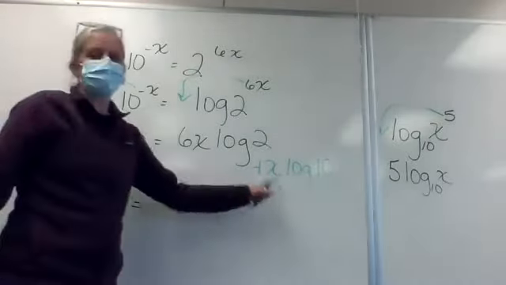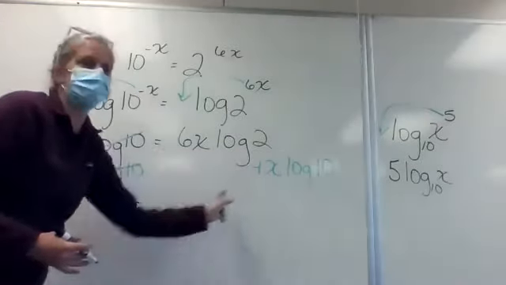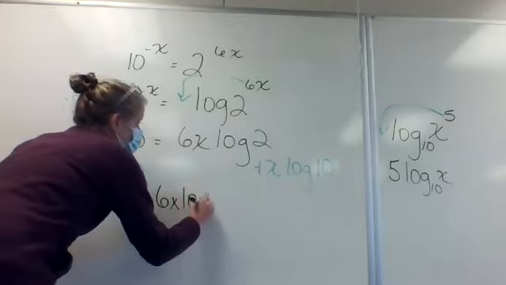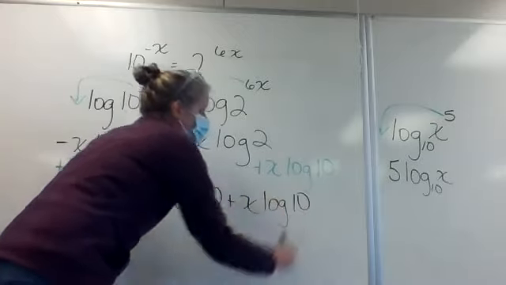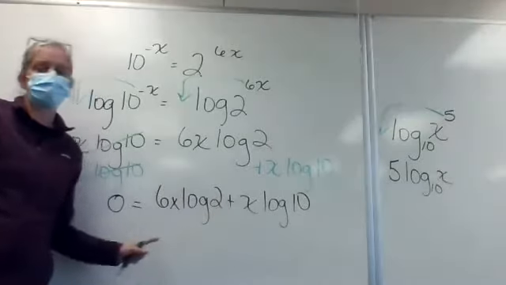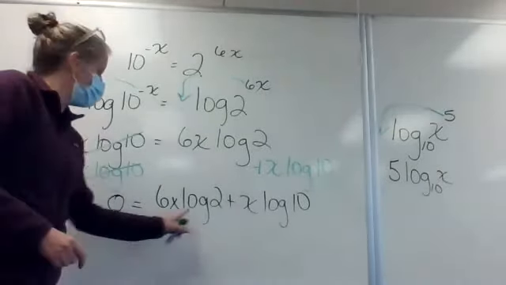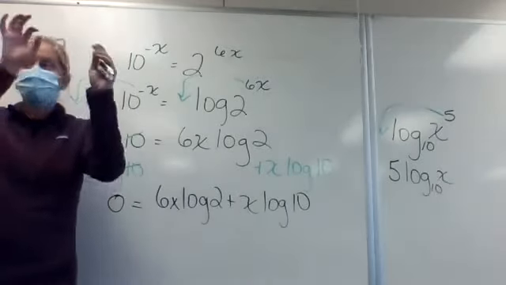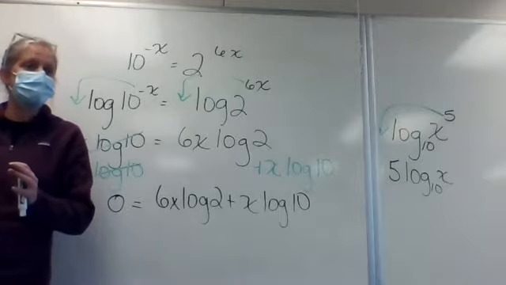Now, again, these aren't like terms, so I can't put them together. So I'm just going to write this whole thing out over here. So 6x log 2 plus x log 10. Now, the reason you want both of your terms that have x's on the same side is because now, what do these two terms have in common? The x, which means it's the greatest common factor and I can pull it out.